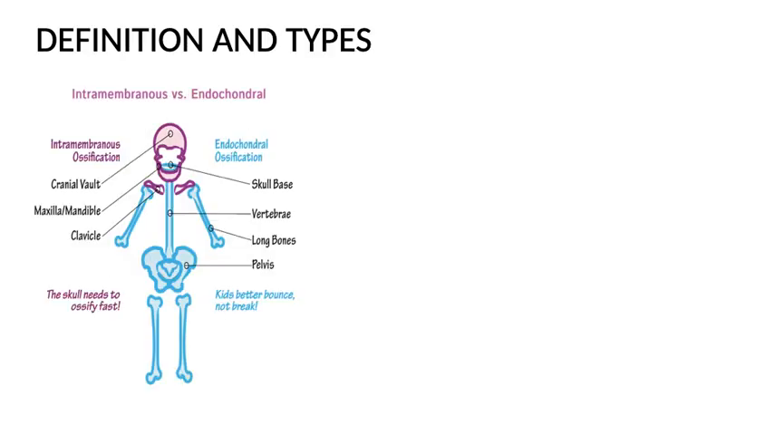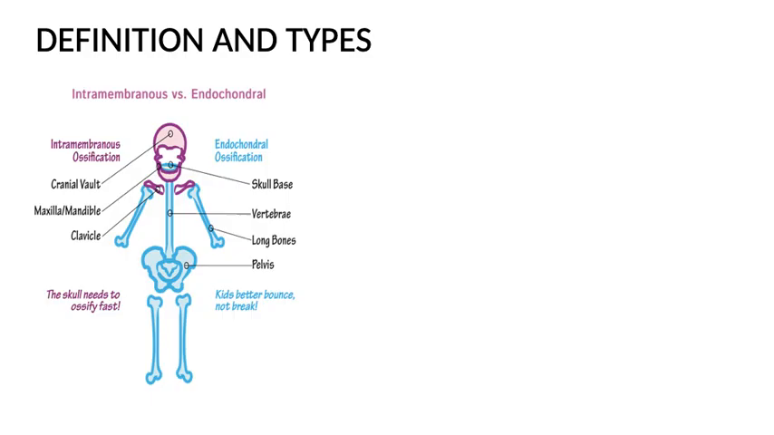So definition and types. Ossification basically is the formation of bones, from the mesenchymal stem cells through to the formation of cartilage and bone itself. So we have two types of ossification. We have the intramembranous ossification, which from the name is from the membranous type and it forms bone directly. And then we have the endochondral. Endo is inside, chondral means cartilage, so it is within a cartilage.